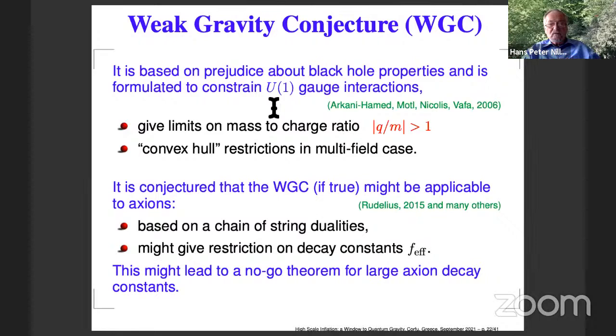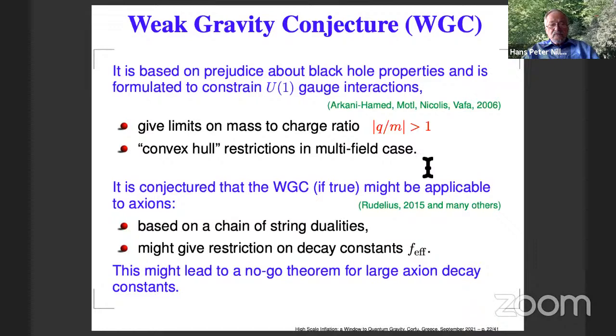So this is now a somewhat generalization of this in a certain way, saying gravity has to be weaker so that the gauge interactions cannot be too light. It gives limits on the mass to charge ratio: Q over M has to be bigger than one. And of course, if you have multiple U1s, you will in a certain way have to be outside of the convex hull, which is the region which satisfies this condition for all the different U1s which we have.